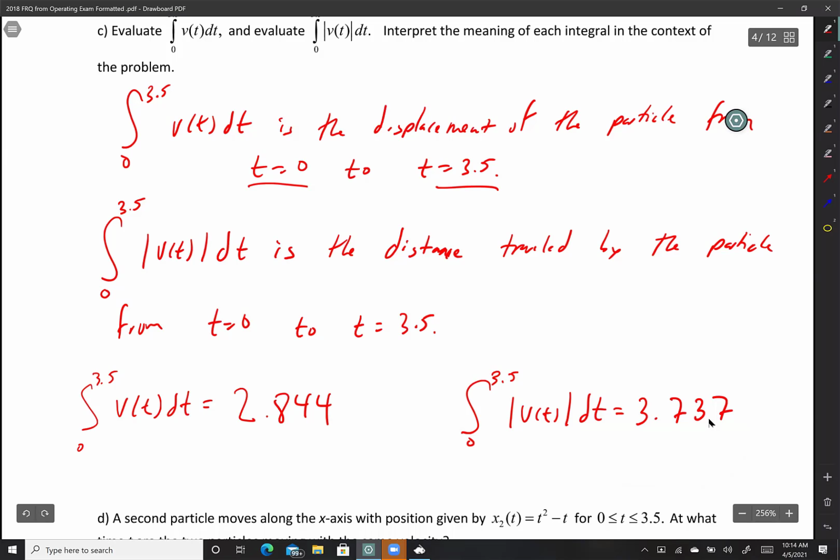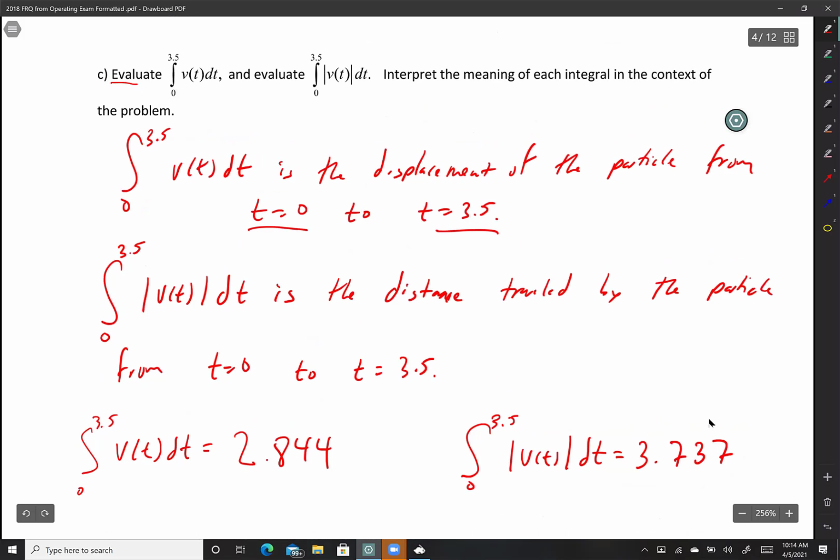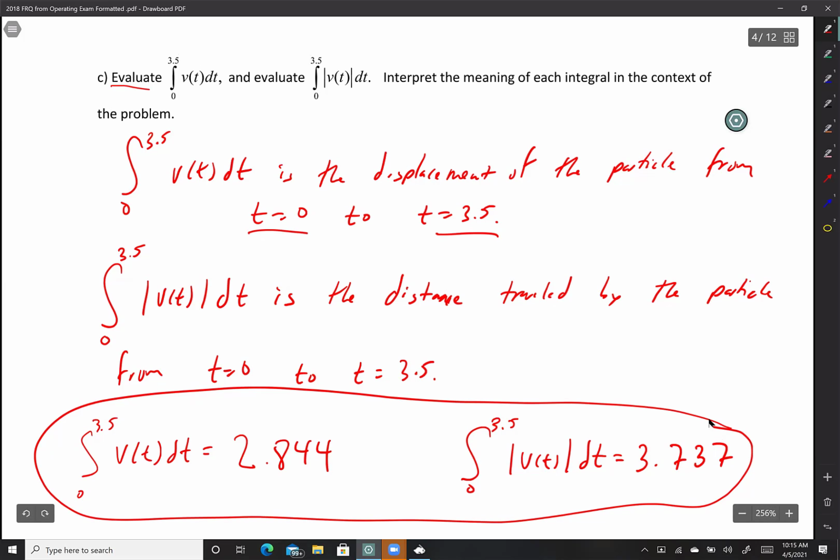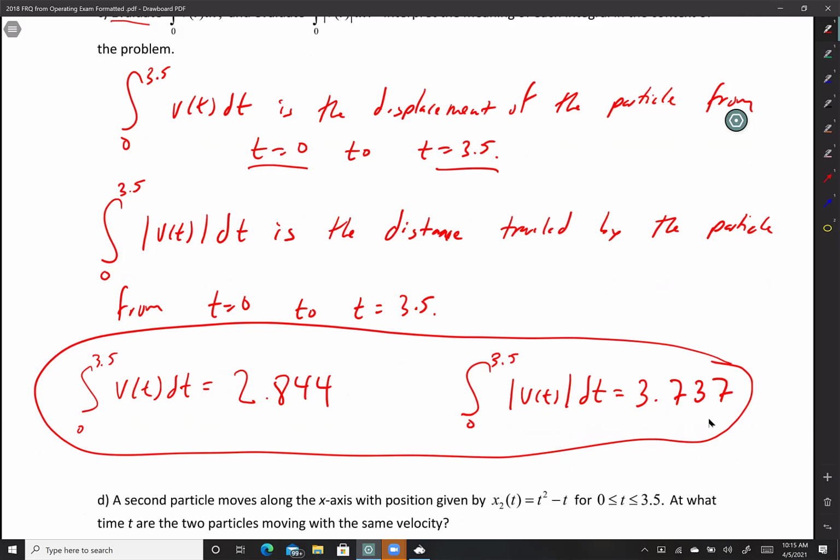So there it is, guys. I'm not thrilled with the answer that I wrote. Because it tells me evaluate, I probably should have done this first. And then I should have written integral from 0 to 3.5 of v of t dt equals 2.844, which is the displacement of the particle from t equals 0 to t equals 3.5. And then integral from 0 to 3.5 of absolute value of v of t dt equals 3.737, which is the distance traveled by the particle from t equals 0 to t equals 3.5.